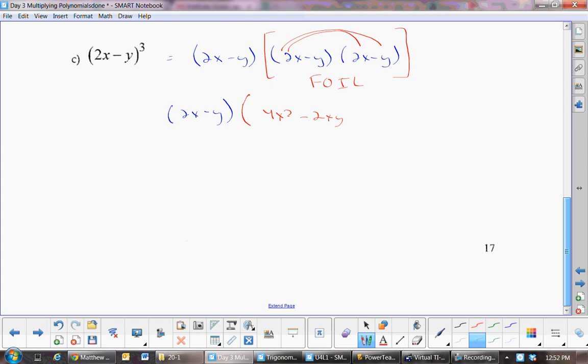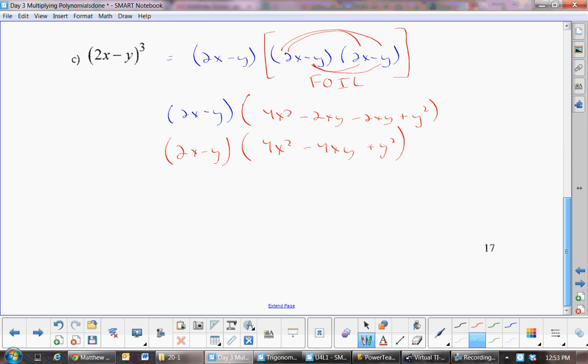Then, now we're going to do the insides. 2xy and negative y is plus y squared. So now we have 2x minus y times 4x squared plus or minus. What's next? 4xy plus y squared.